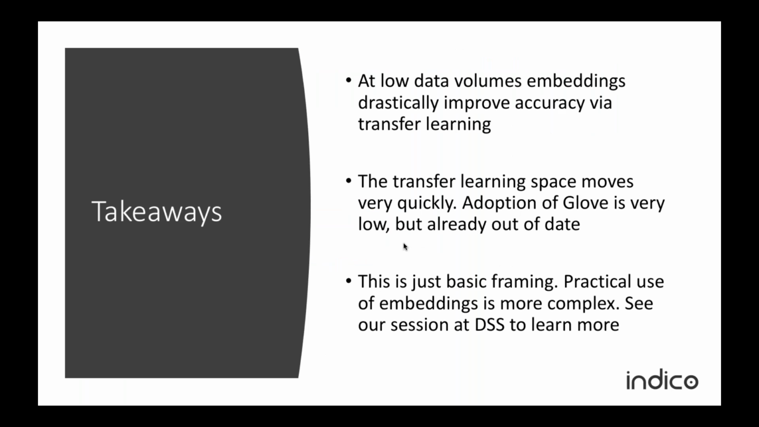Just some key takeaways before we switch it over to questions. At low data volumes, embeddings really drastically improve accuracy by using transfer learning, because they're trained on an external data set. Transfer learning moves really quickly. It's important to note, GloVe is not commonly adopted. Word2vec isn't even commonly adopted, but these are both already kind of out of date.